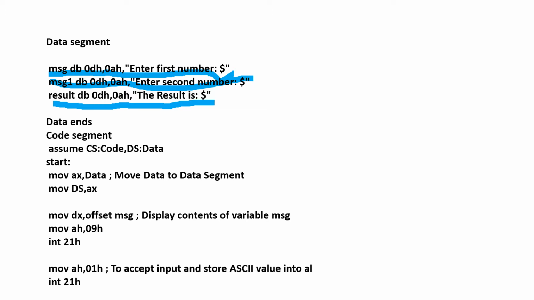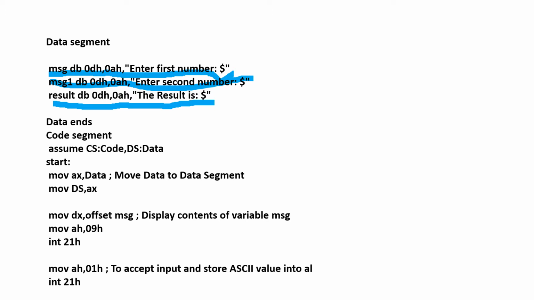Here the data ends. Then we start the code segment. The code segment: assume CS is the code and DS is the data. We are here starting our code. Then the first code is move data to data segment. For moving data to data segment, we use the code mov ax, data, mov ds, ax. This is the code used to move data to data segment.